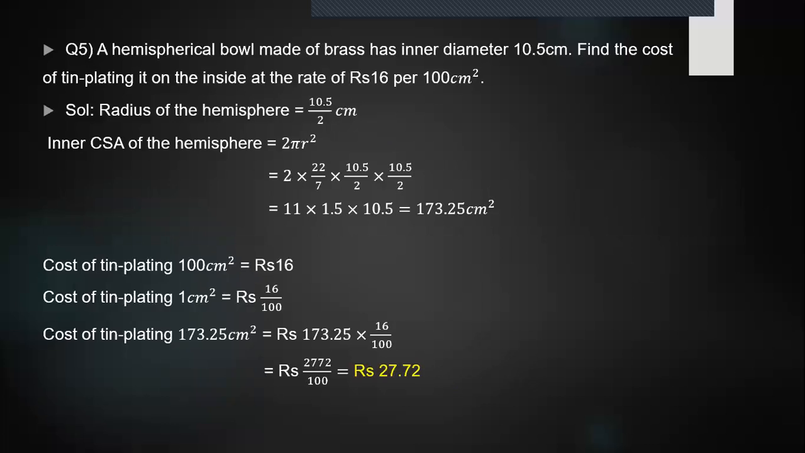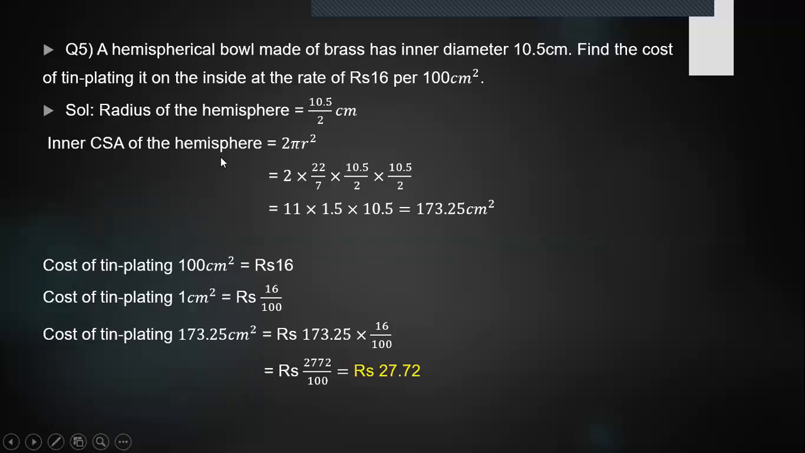Next, I move to the fifth question. A hemispherical bowl made of brass has inner diameter 10.5 centimeters. Find the cost of tin plating it on the inside at the rate of rupees 16 per 100 centimeters square. Now over here, the radius of the hemisphere is equal to 10.5 by 2 centimeters. My advice is to not change this further into decimals, that means not try and remove 2 in the denominator. It's going to become difficult to work with a lot of decimals when you're calculating.